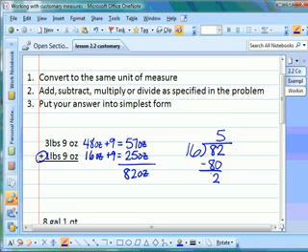And when we subtract off, we get 2 leftovers. So we end up with 5 pounds and 2 ounces. And that's our final answer.